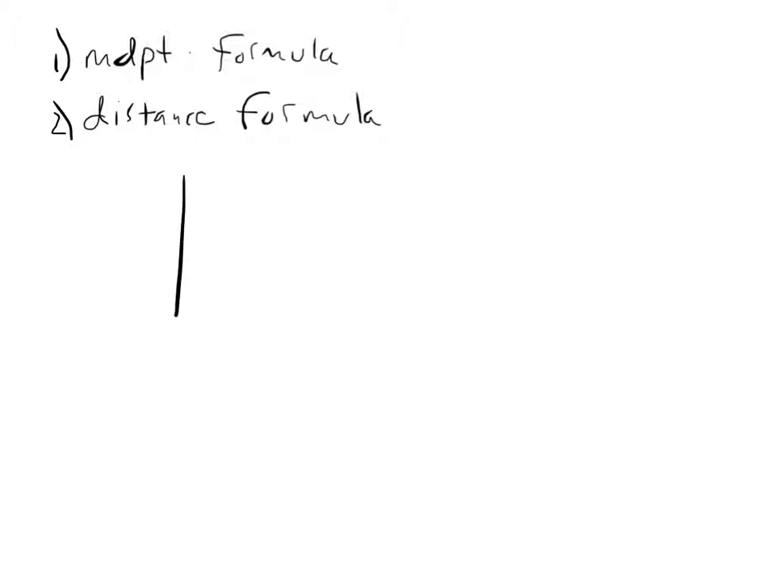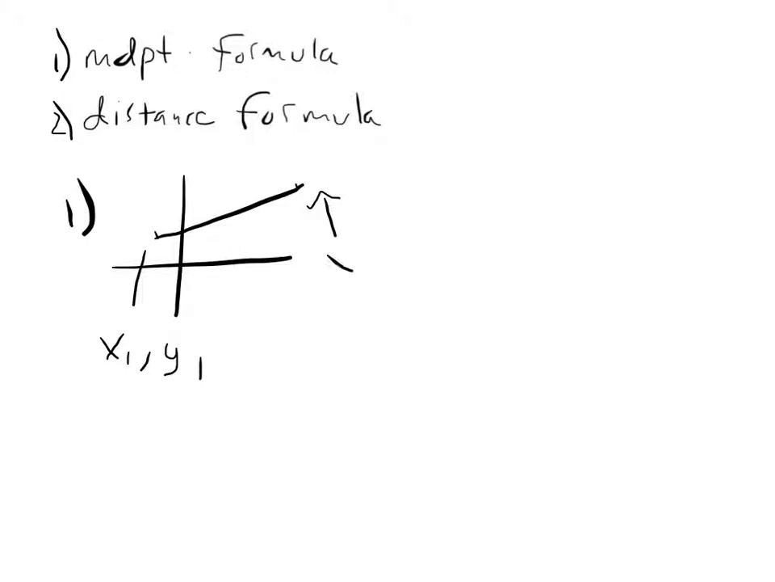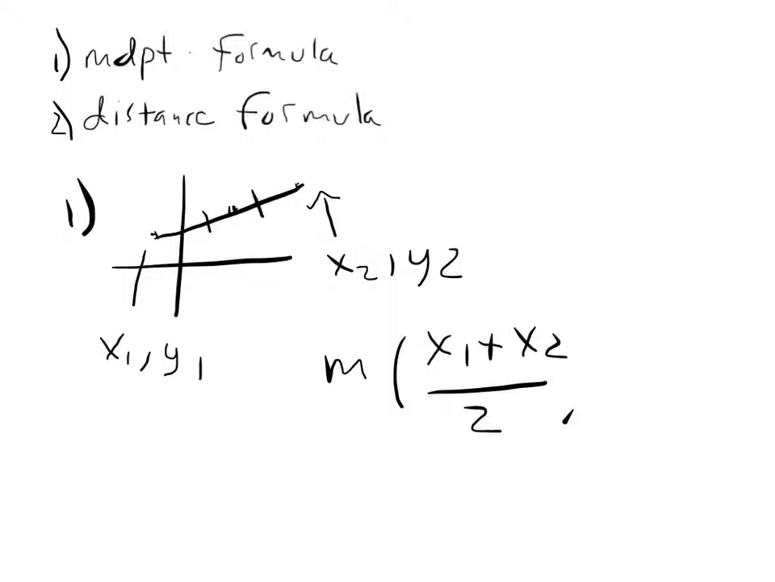So in other words, if I'm in some coordinate system here and I have 2 points, call this point here x1 comma y1, and call this point here x2 y2, the midpoint is the point that divides the segment connecting the 2 points into two congruent parts. The midpoint is going to be the average of the x-coordinates and the average of the y-coordinates. Pretty straightforward.